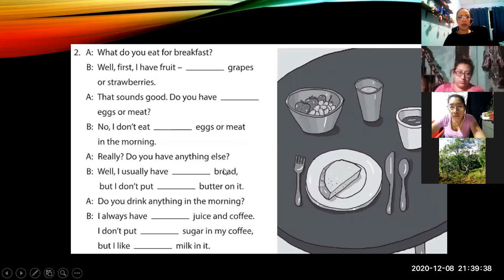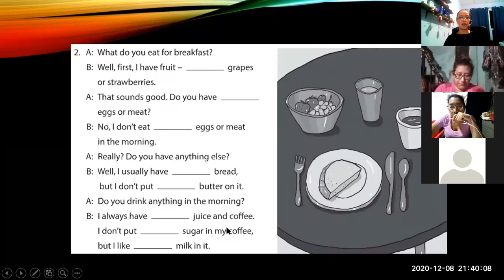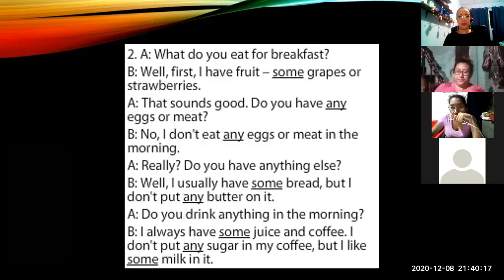Really? Do you have anything else? Well, I usually have some bread. Well, but I don't put any. Do you drink anything in the morning? I always have some juice and coffee. I don't put any sugar in my coffee, but I like some milk in it. Very good.